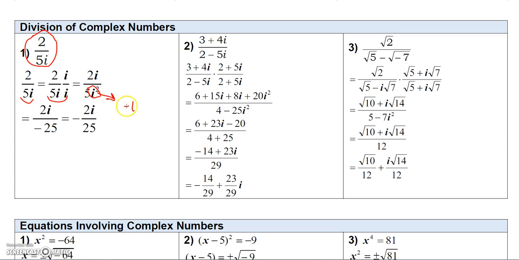So I have 5 times negative 1, which is negative 5, not 25. That's my bad. So that should be negative 5. I guess I squared the 5 by accident, but you don't square the 5, you just square the i squared. So that should be negative 5.